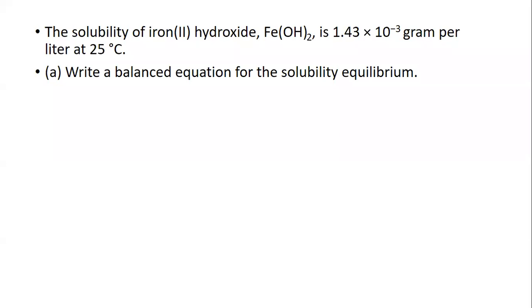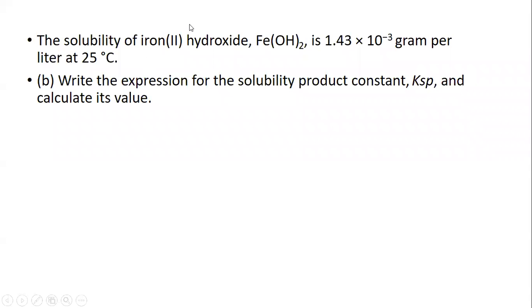So now let's go on to letter B. So they give us the grams per liter solubility, and they want to know what KSP is and to calculate its value. So we first need to know that when we do KSP problems, it's always in molarity. We're in grams per liter, so we first have to convert this. So it's 1.43 times 10 to the -3 grams of iron hydroxide. We have to convert this to moles. The molar mass of iron hydroxide is roughly 90 grams per 1 mole.